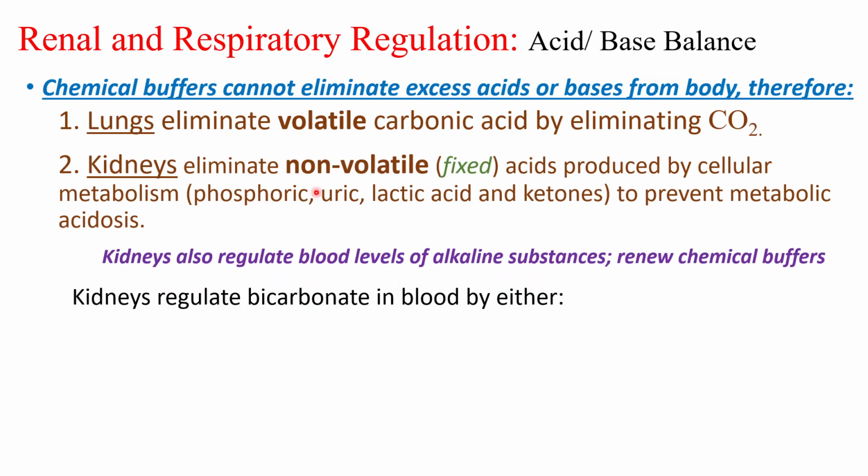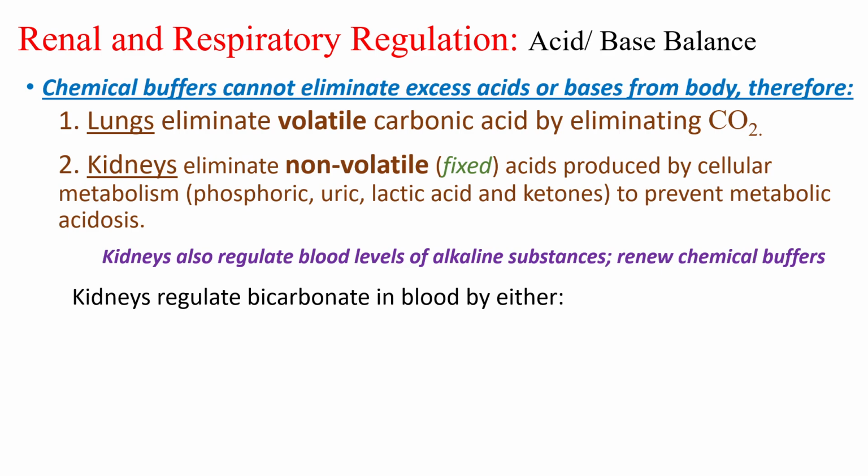Kidneys, on the other hand, can eliminate what we call fixed acids. These are acids that cannot be converted into a gas or a breathable thing. Ketones are a little bit of an exception, but we'll let that go for now. The others are phosphoric acid, uric acid, lactic acid, and many ketones, though not all of them, because if you have ketoacidosis, you will have breath that resembles fruity gum. It's really extraordinary what the smell is, because those are volatile acids, but a lot of ketones are fixed. So we have to use kidney mechanisms to eliminate these acids.